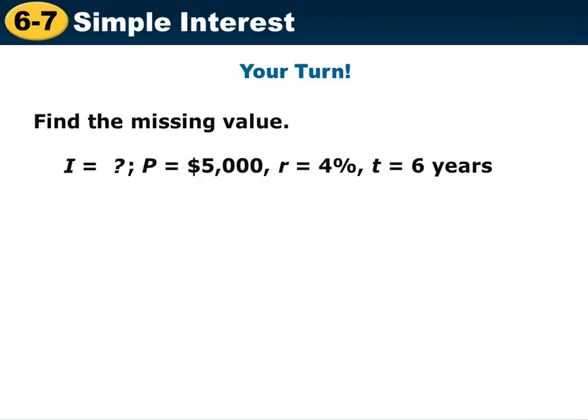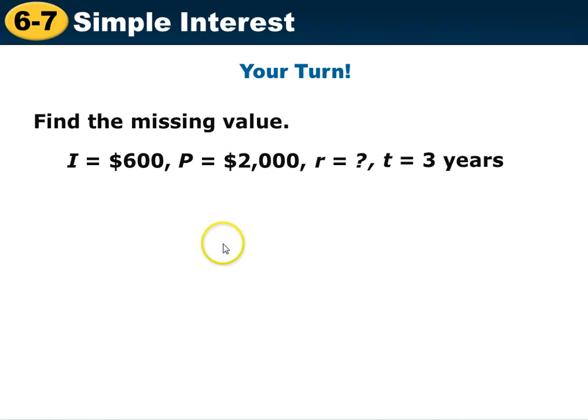Okay, all right, welcome back. Let's go ahead and solve this together. First thing we want to do is start off with the formula and then substitute in the values that we know. Remember, the rate has to be plugged in as a decimal. To change it to a decimal, all we do is divide it by 100.